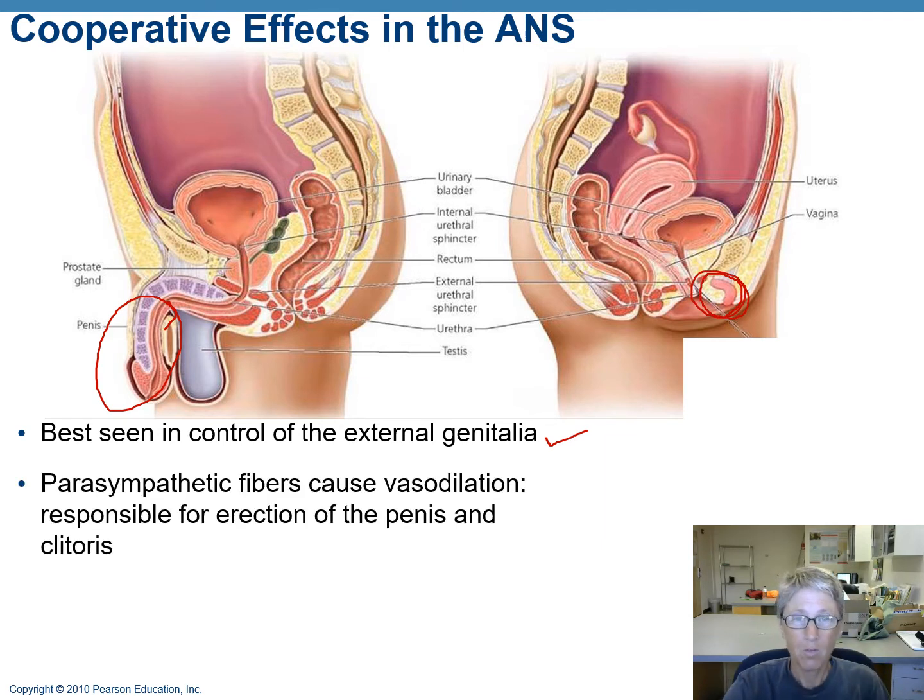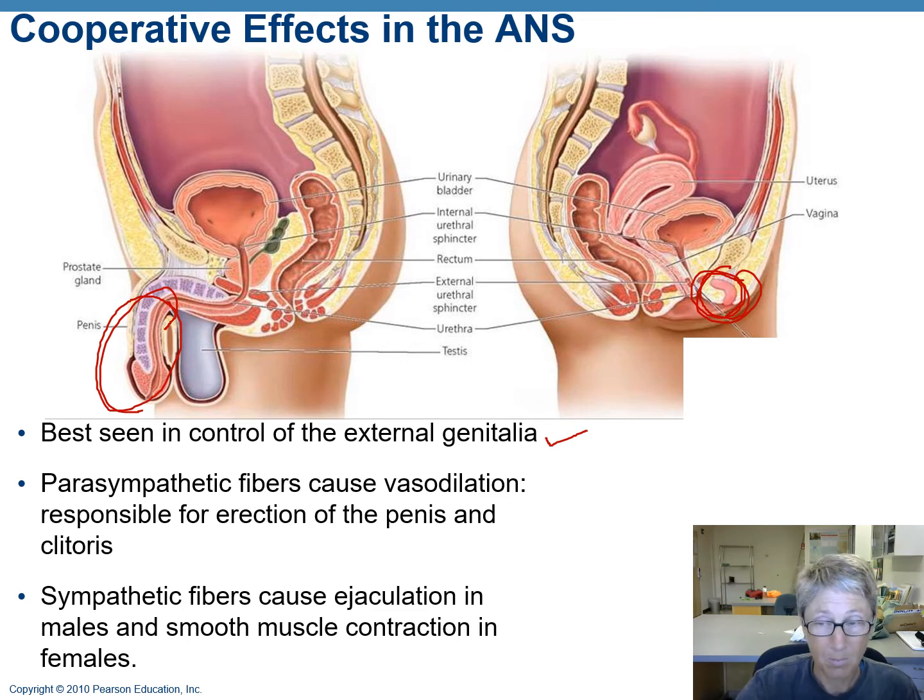Cooperative effects. This is where, instead of the parasympathetic and the sympathetic nerve divisions being antagonistic to each other, they cooperate to allow humans and probably other primates to achieve an orgasm. Parasympathetic fibers will cause vasodilation. That allows for the penis to get erect and also for the clitoris to get erect. So that's the parasympathetic nervous system.